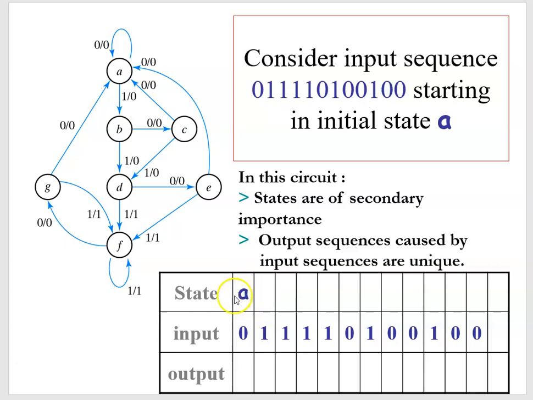So if we start in state A here and we have an input of 0, then we're going to stay in state A and our output's going to be a 0. So our output will be a 0 while we're in that state.